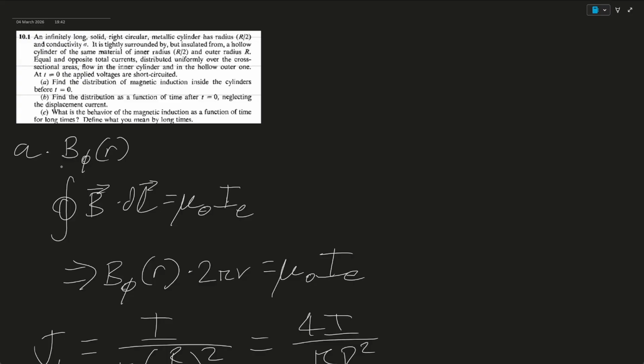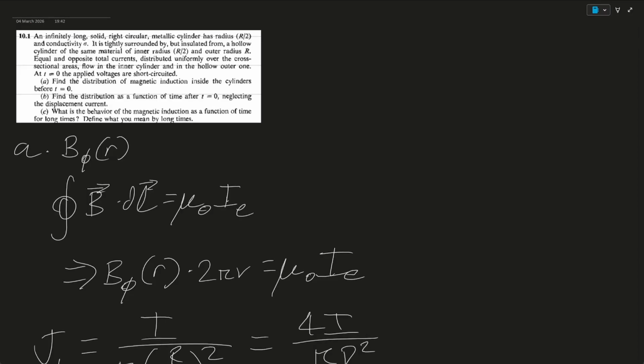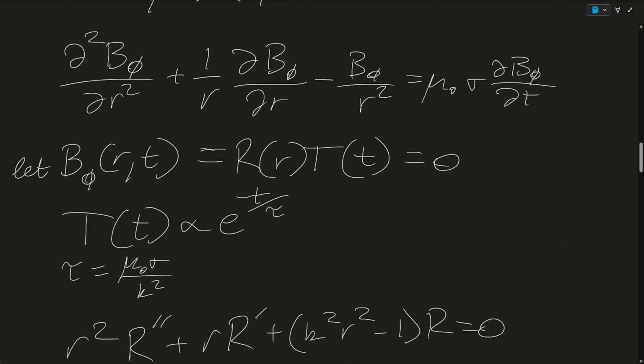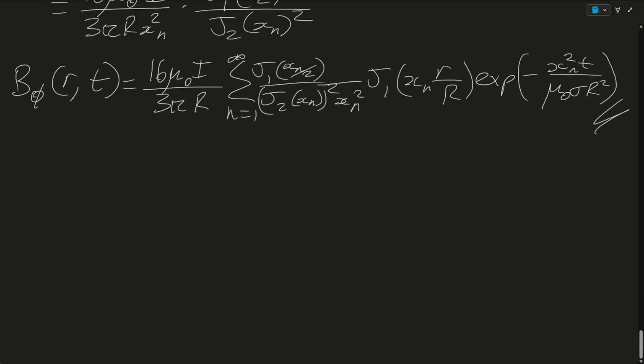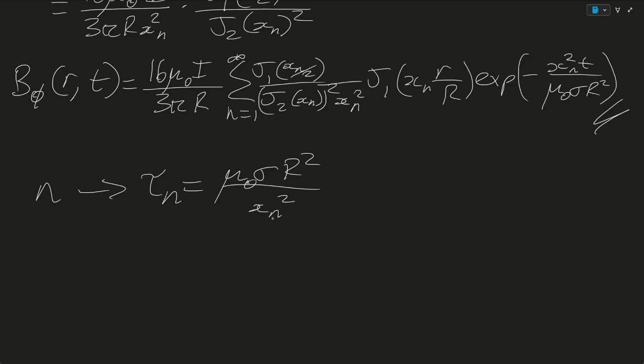This was actually quite fun, quite a nice change from doing a derivation or something. Anyway, the final part asks what is the behavior of the magnetic induction as a function of time for long times. Right, let's get back down. If we have a spatial mode n, then this has a characteristic tau n, which is equal to mu naught sigma r squared over xn squared.